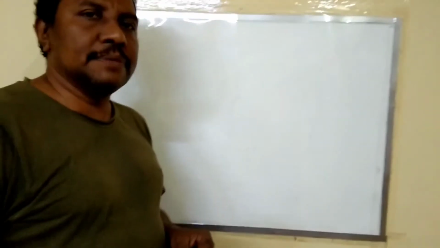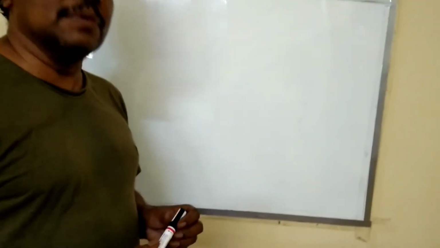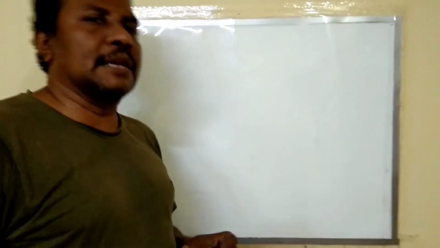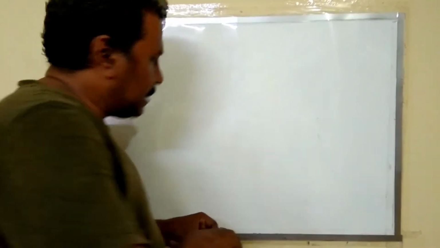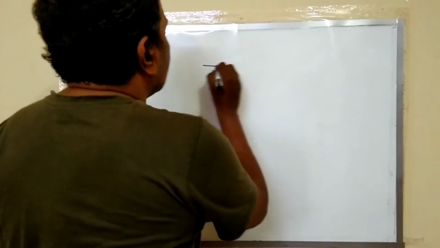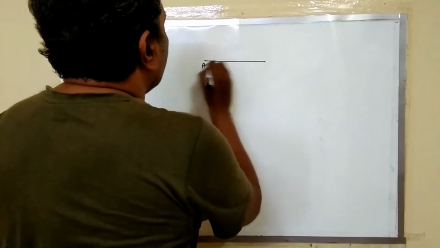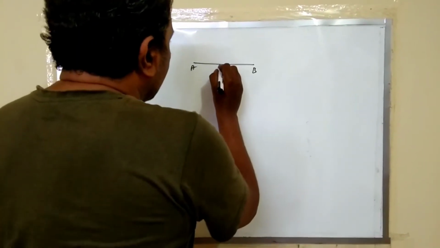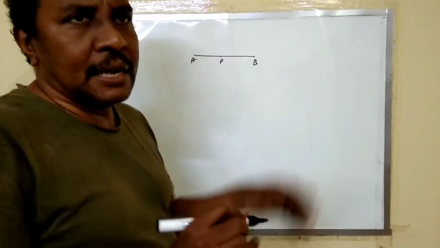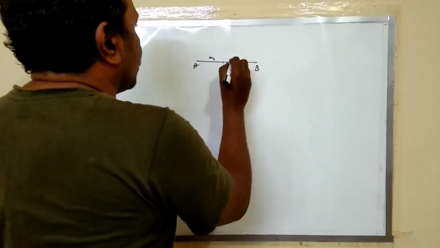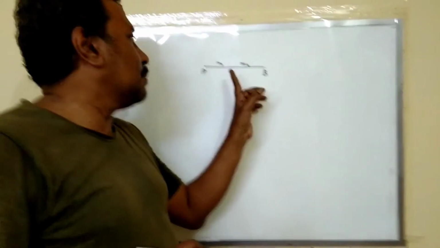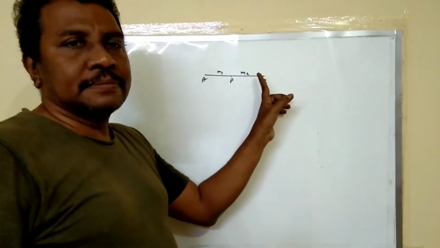Dividing a line segment in the ratio m1 is to m2 externally. What do you mean by externally? Internally. Okay. In the previous class, we discussed a line segment AB containing some coordinates. Here P is dividing AB in the ratio m1 is to m2. Here P is in between A and B. So this is what we call P dividing AB internally.